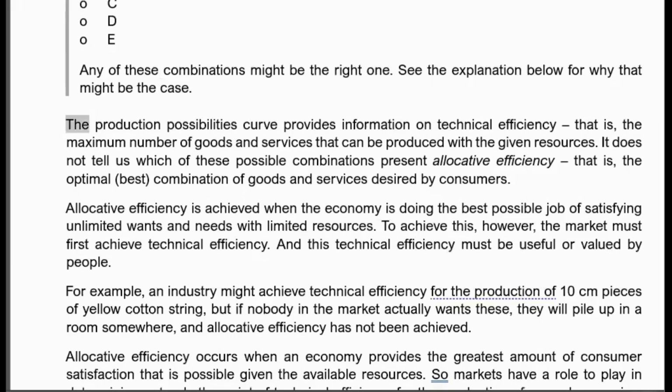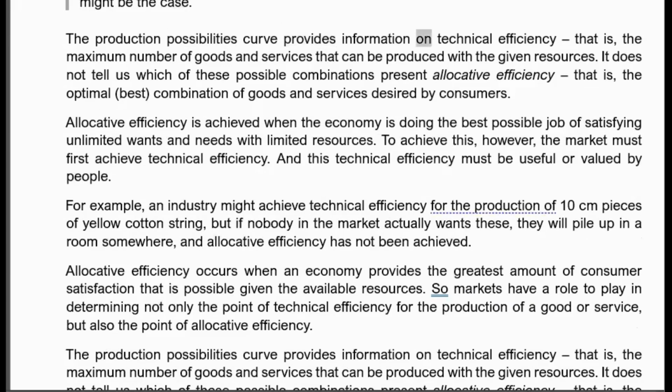The production possibilities curve provides information on technical efficiency, that is, the maximum number of goods and services that can be produced with the given resources. It does not tell us which of these possible combinations present allocative efficiency, that is, the optimal, best, combination of goods and services desired by consumers.